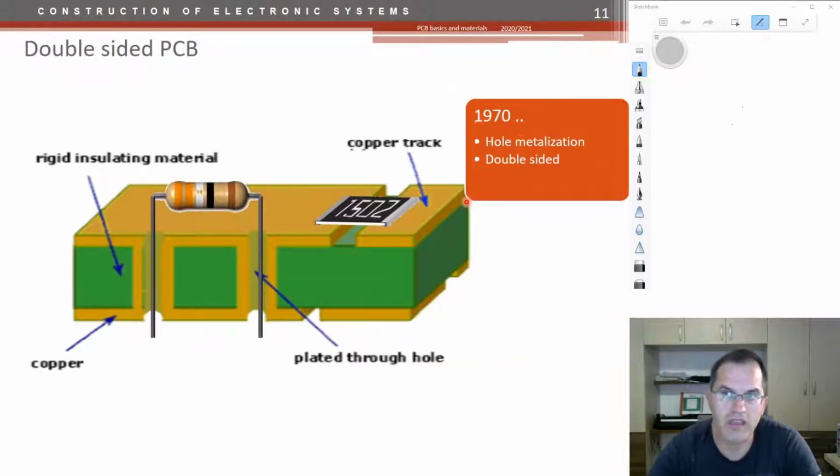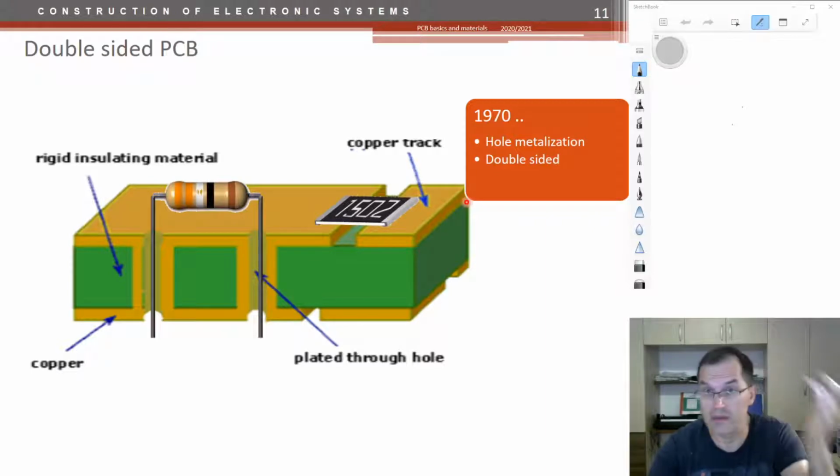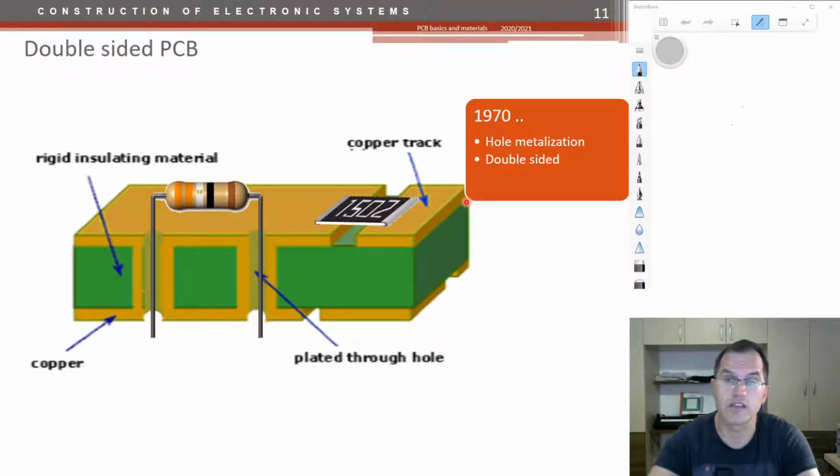Of course, in the 70s and later, the density of the PCBs increased, so they introduced double-sided PCBs, where the key technology invented here was the through-hole plating, so that the holes were conductive, and by that you could connect top and bottom layers together to form a so-called via. A via is a connection between top and bottom layer by means of a plated hole.